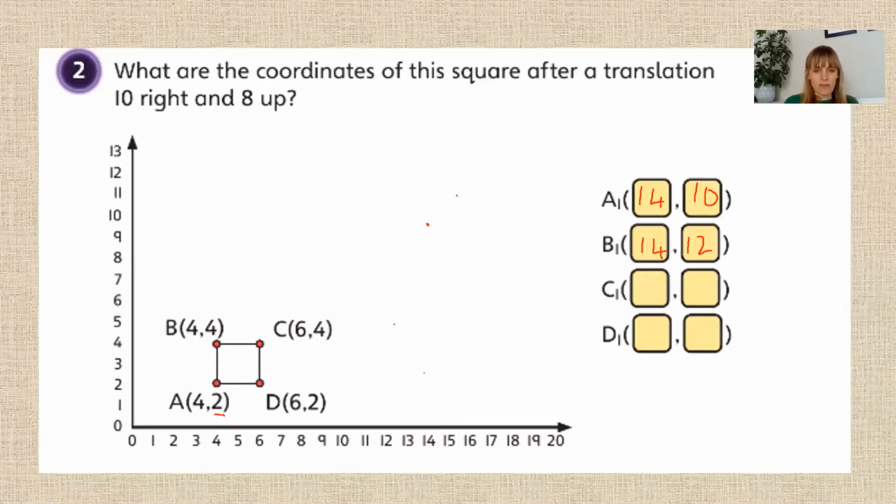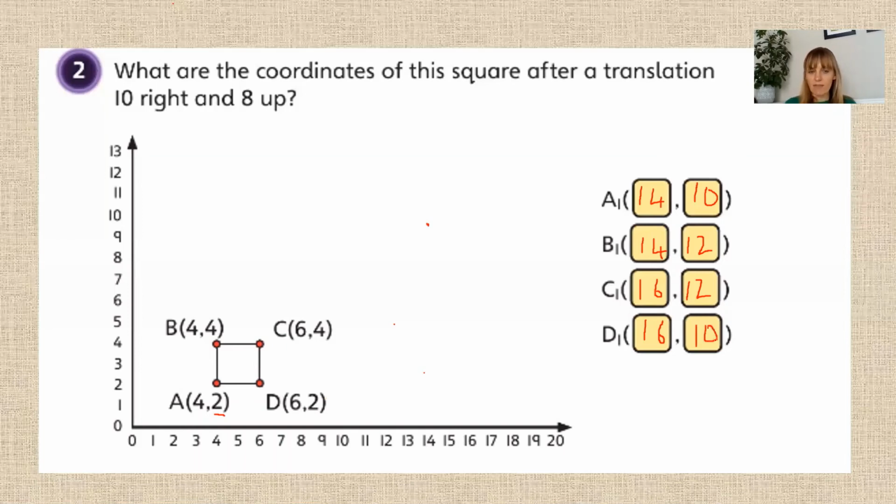Let's look at C. So C, 6, 4. So it's going 10 more across. So that means it's going to go up to 16. Because it's going to the right. And then 4 is going 8 up. So 4 add 8 is 12. And look, what do we notice about the second value of B and C? They're on the same line, aren't they? So they're the same height. So we actually know that they're going to be the same second coordinate. D is going to be 6, and it's going to go 10 across, so that's 16, isn't it? And then 2 is going to add 8 onto the 2, which gives it 10.